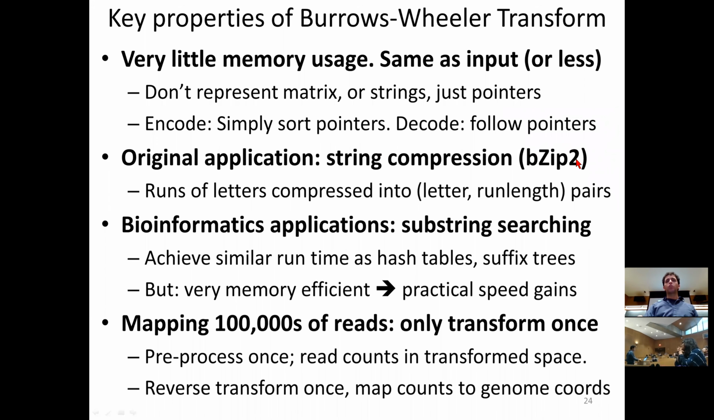As I mentioned, the original application was string compression, where the runs of letters were compressed into letter run length pairs. And for bioinformatics, it's used for substring searching. And it achieves similar runtime as hash tables and suffix trees, but it's extremely memory efficient. So in practice, it is hundreds of times faster when you actually run it on the machine. And if you map hundreds of thousands of reads, you only transform once, you pre-process once, you read the count in the transform space, and then you reverse transform once, and you map the counts.